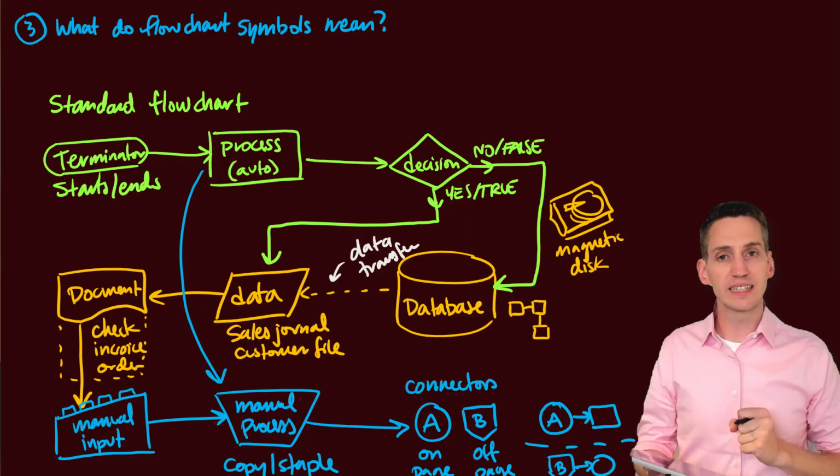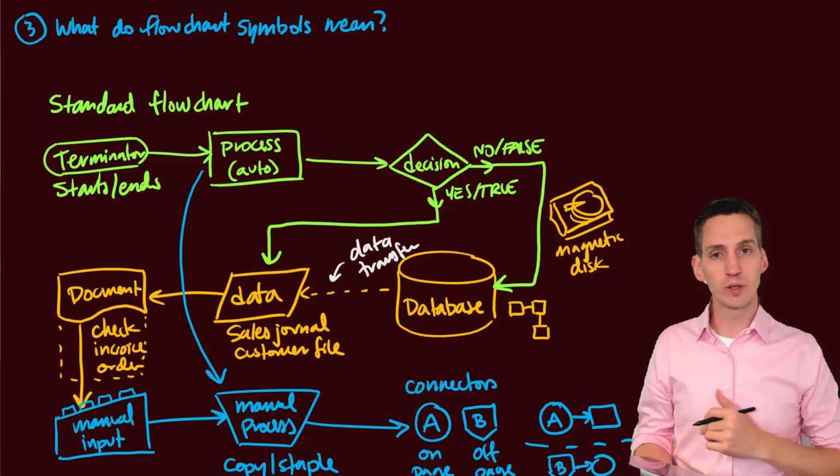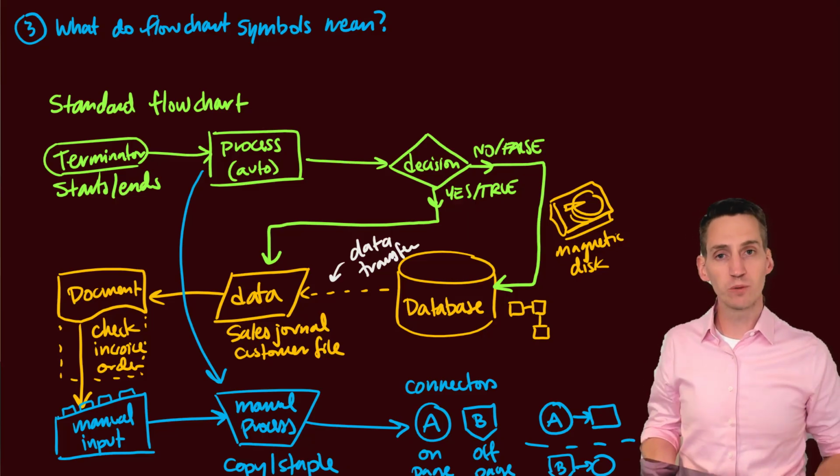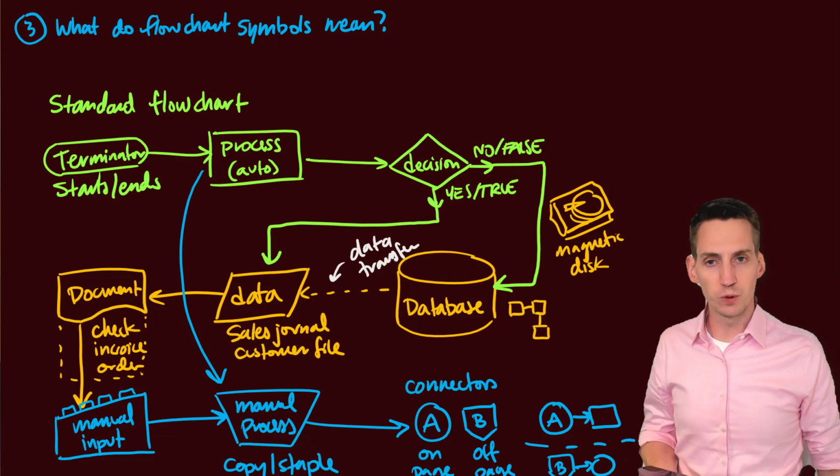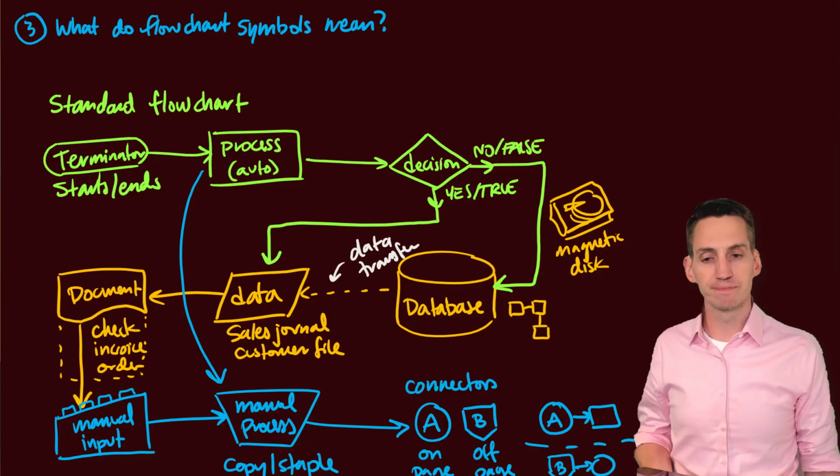So these are the basic symbols that we're going to see, and they're fairly common across different diagrams. There are more complicated ones, but as long as you've got a good handle on these, you can infer what the rest of the symbols will be, or look them up as you encounter them.